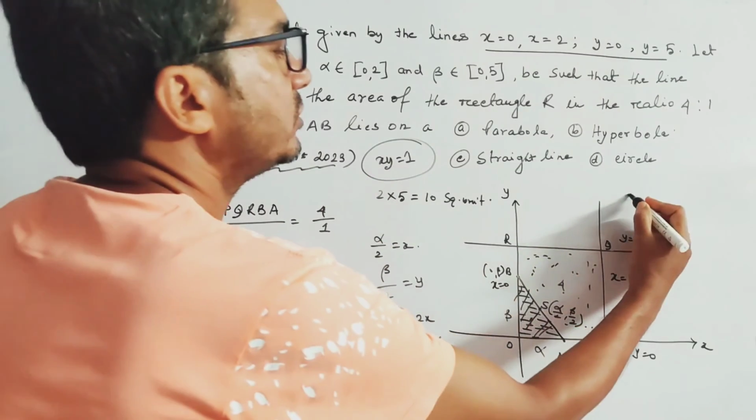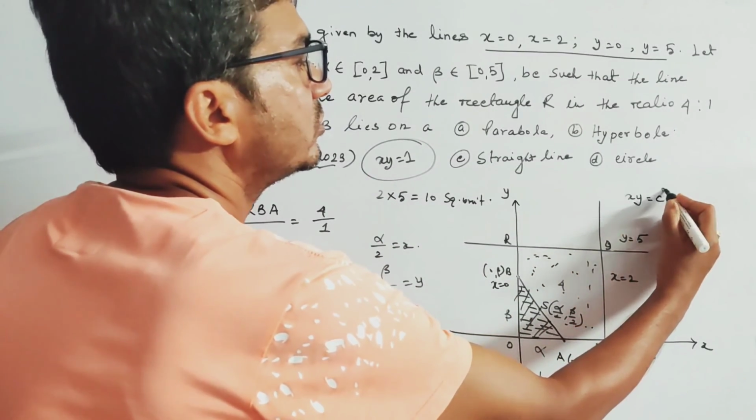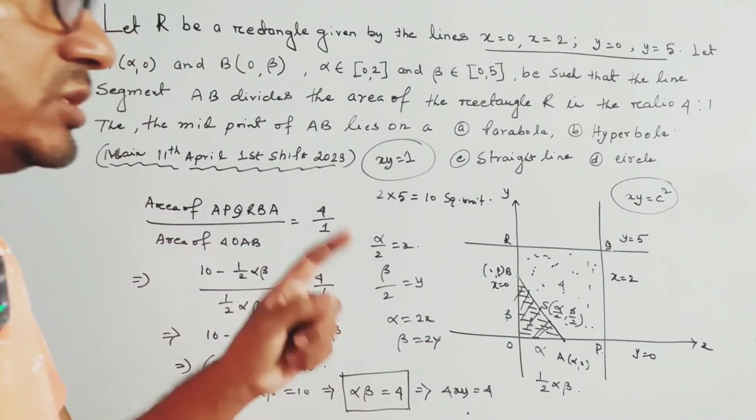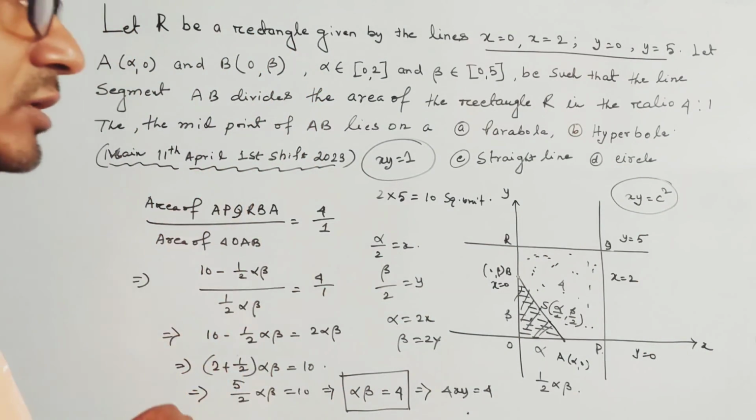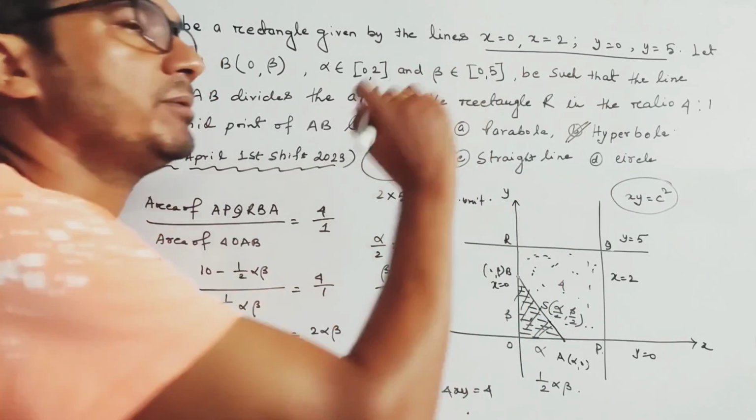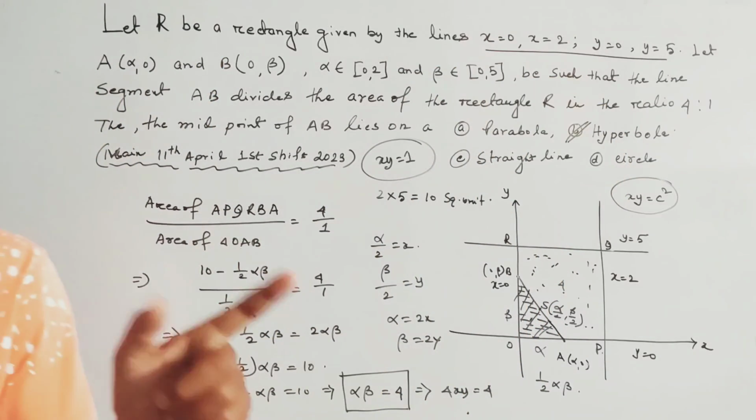Clearly this is of the form xy equal to c squared, so this must be a hyperbola. So our correct option is hyperbola. B is the correct option.